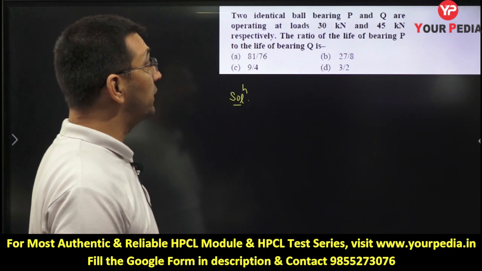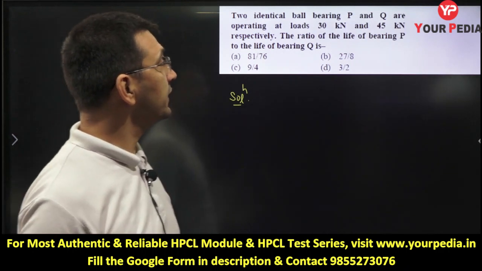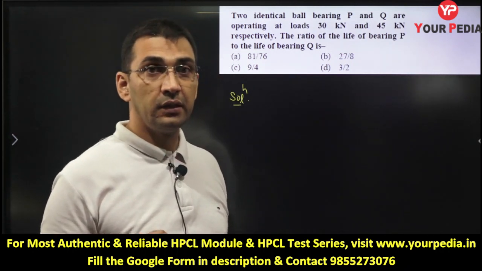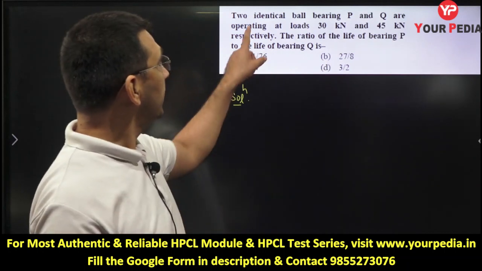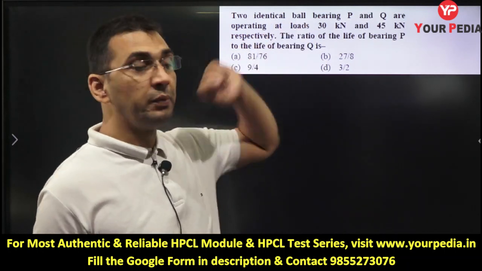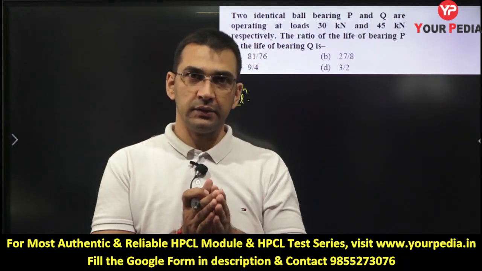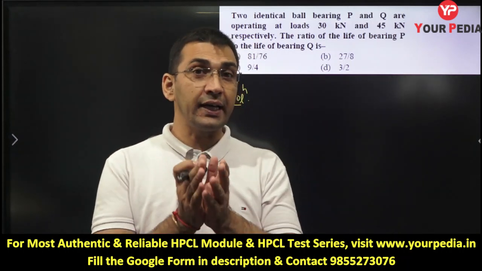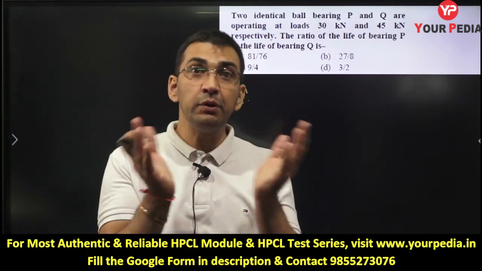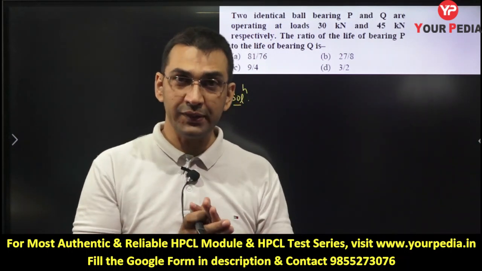So isn't it on similar lines? The only difference being that here you have two identical ball bearings. When you have an identical group of bearings, for the rating life we define, what is the dynamic load carrying capacity? It is going to remain the same.